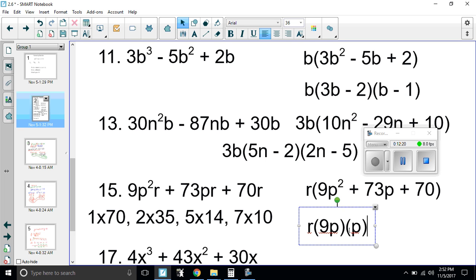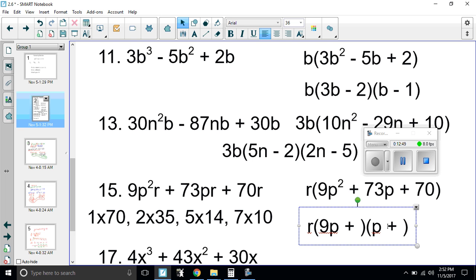So in this case, c is positive, which means the signs are the same, and b is positive, so that means the signs are both positive. So now it's my factors of 70, so I have those here. 1 times 70, 2 times 35, 5 times 14, 7 times 10. I think that's all of them. And so now it's a matter of finding which of these I'm going to use to plug in here.